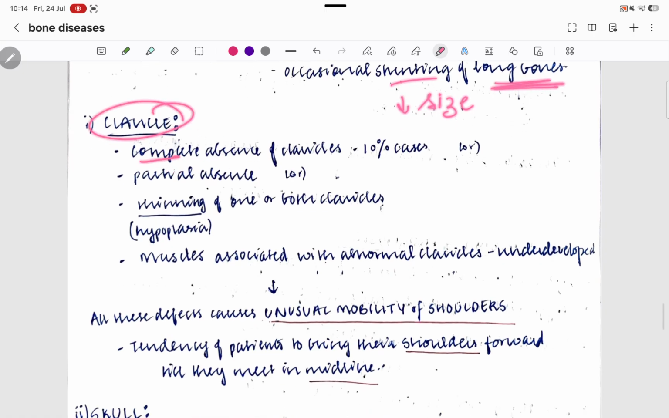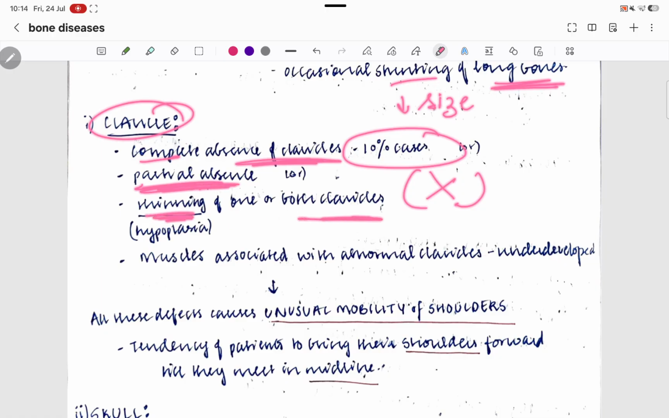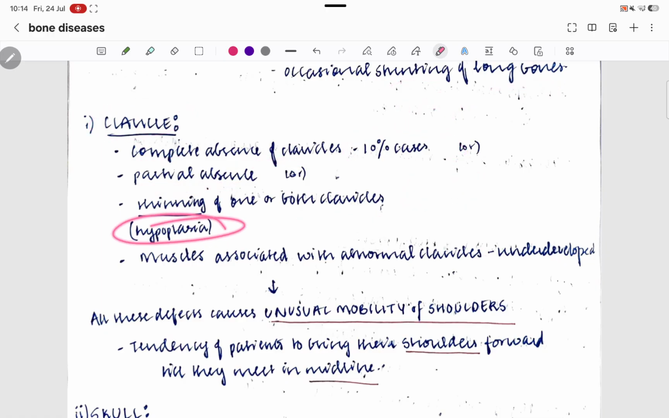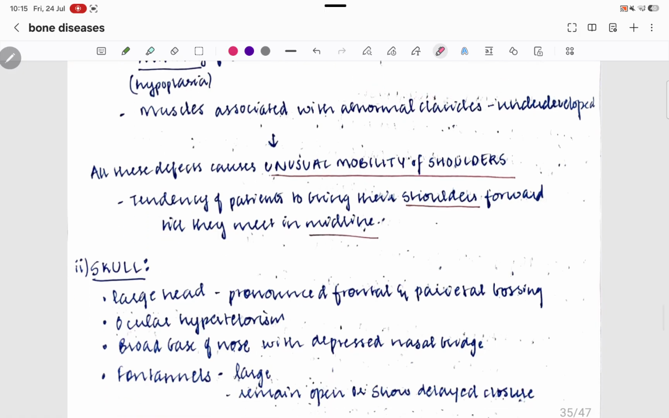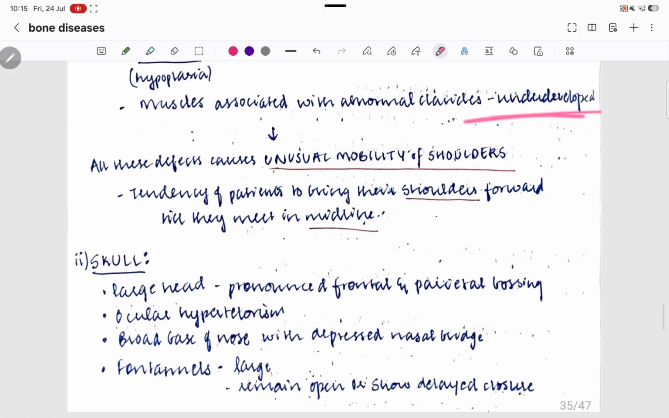Then clavicle. Now, complete absence of clavicles. In 10% of cases, clavicles do not form at all, or if they form, they form partially. Then thinning of one or both clavicles, that is hypoplasia of clavicles. Muscles associated with abnormal clavicles are underdeveloped. Obviously, if the underlying bone, the clavicle, is not developed properly, then the muscle attachment to the bone will also not be strong and will be underdeveloped.